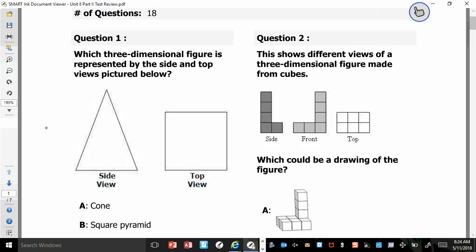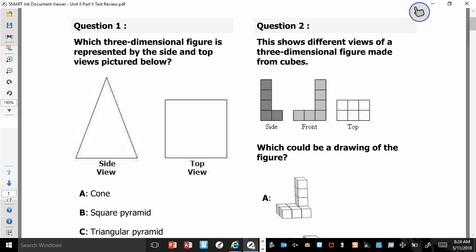Got it. All right, number one, what three-dimensional figure is represented by the side and top views? So, you have an answer? What'd you get? Square pyramid. It is a square pyramid.